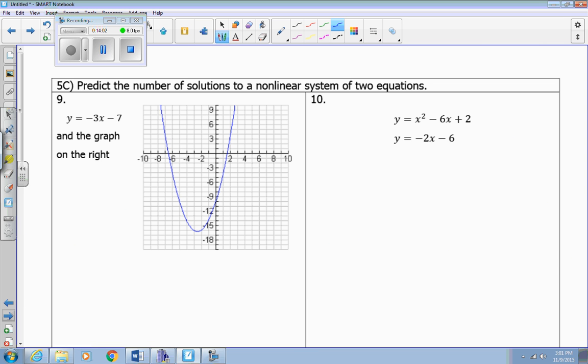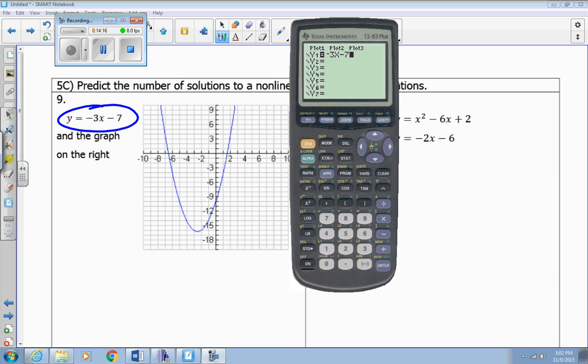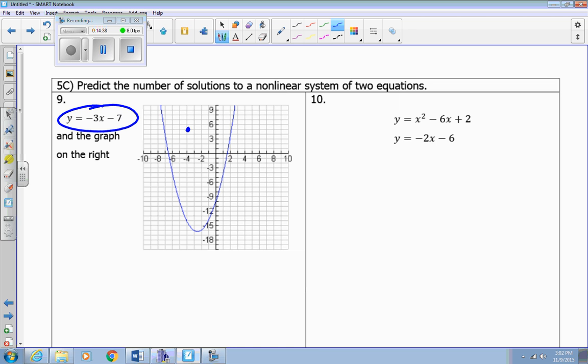For number 9, we just need to predict this. We have one of the equations already drawn out, the quadratic on the graph on the right. We need to put this into the calculator. So I have it in the calculator. The reason I want to do this is to get some points, so I can graph that linear equation onto the graph. So negative 4, 5, negative 3, 2, negative 2, negative 1.